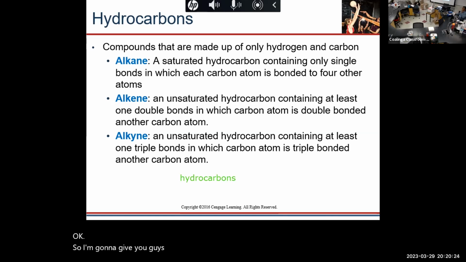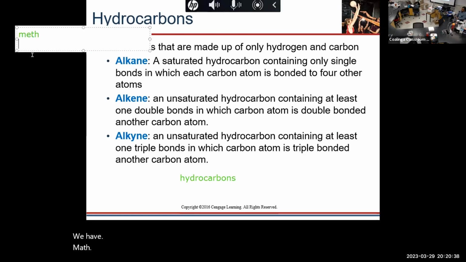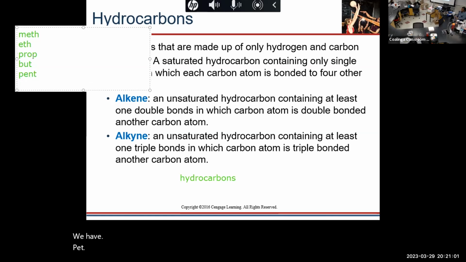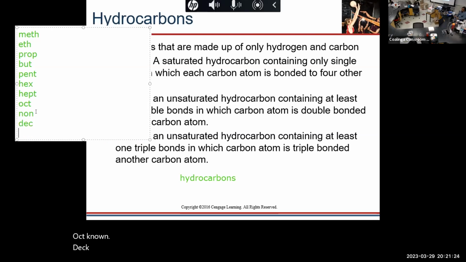So I'm going to give you some tips on nomenclature of organic compounds. We have meth, eth, prop, but, pent, hex, hept, oct, non, dec, undec, dodec, tridec.